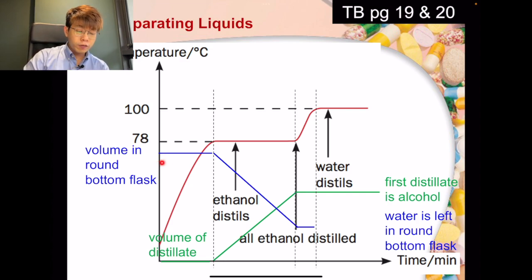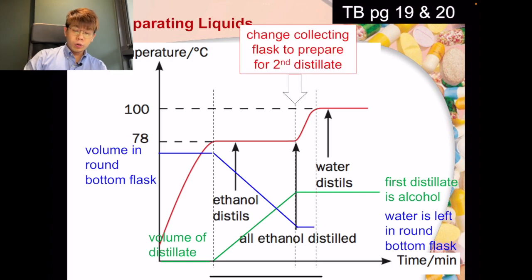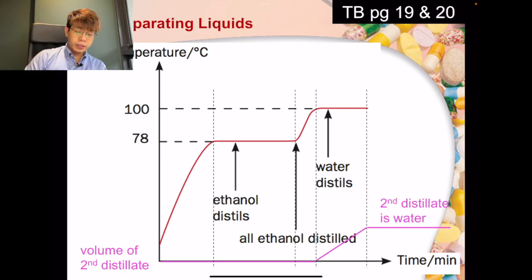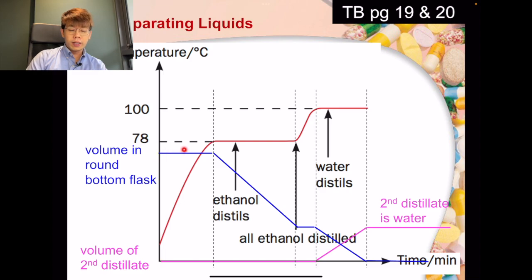For the volume of the round bottom flask, at the start we have ethanol and water. When it starts boiling, the ethanol goes over, but at the end water is left in the round bottom flask. When the ethanol finishes collecting and there's only water left, we can quickly change the collecting flask so that the ethanol and the water at the distillate side don't mix. We switch it out and put another conical flask to collect the next distillate. The next distillate is water. Only when we reach the boiling point of water will the water start collecting, which is the second distillate. So we can imagine the volume of the round bottom flask first decreases because of ethanol, and after that it decreases because of the water.